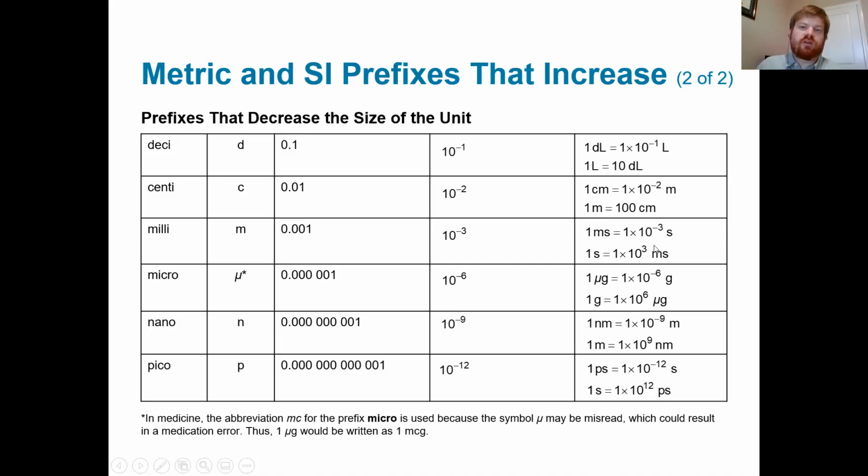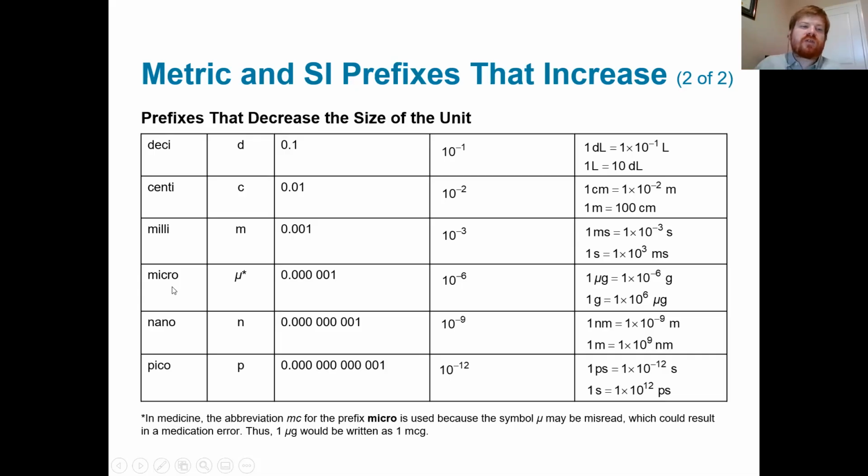Again, we're just making the unit smaller and smaller and smaller. And milliseconds become important if, for example, you're timing something that's very sensitive. Like if you're timing a track and field event, in particular a track event, then you might measure the time it takes to run in terms of milliseconds.